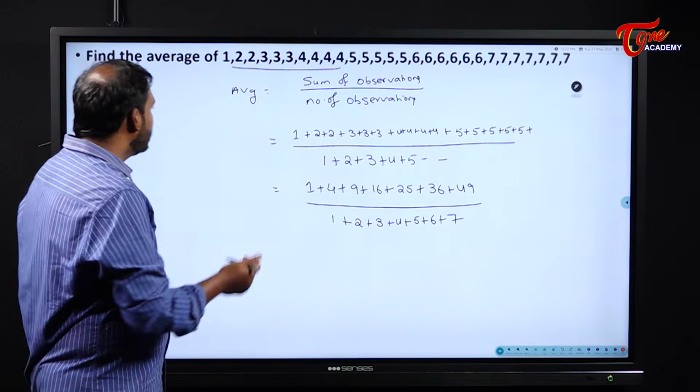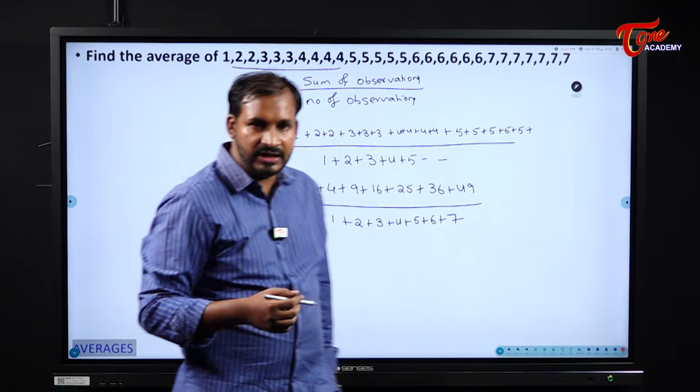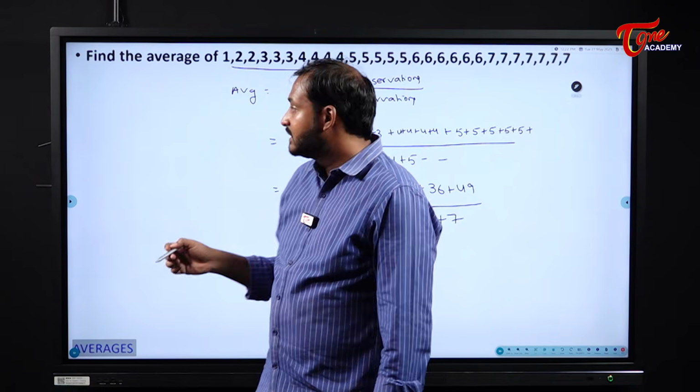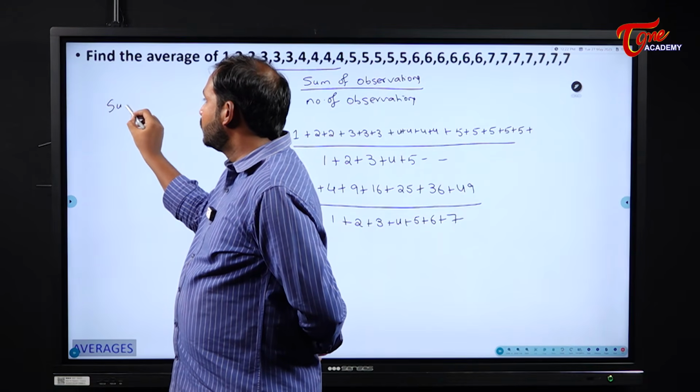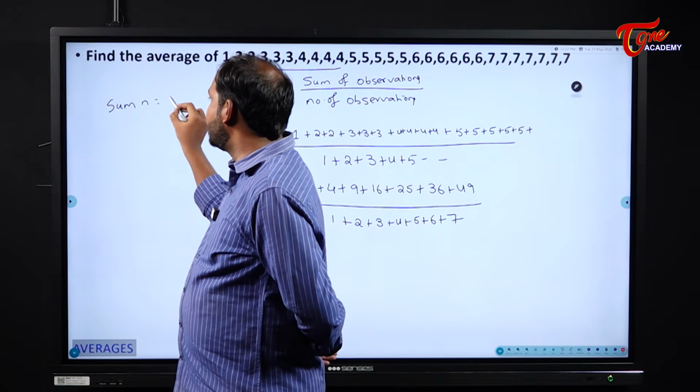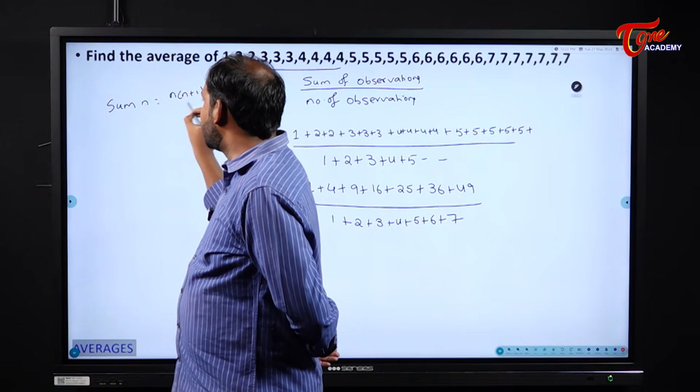Now that means we have some formulas. We should definitely know some formulas. What are those formulas? Sum of first n natural numbers. What is the formula? n into n plus 1 by 2.